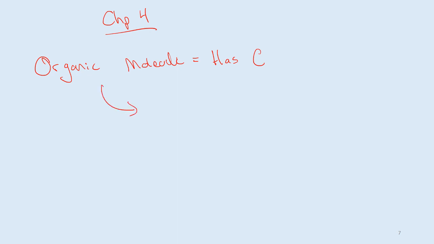Chapter 4, we covered a good amount of stuff here, and good for you. I'm not going to go as in-depth as we did last time. I already mentioned the four covalent bonds things. I want you to be able to at least identify what an organic molecule is. What is an organic molecule? Has carbon. And what experiment helped support the claim or the discovery of organic molecules?